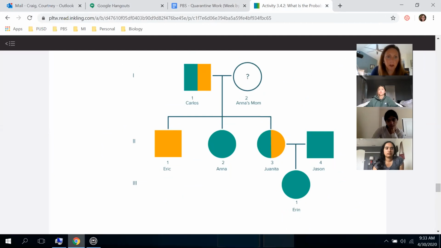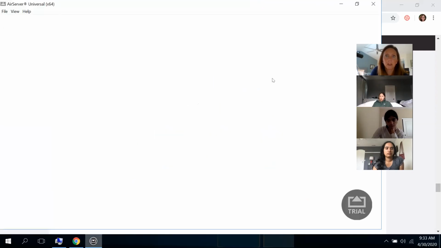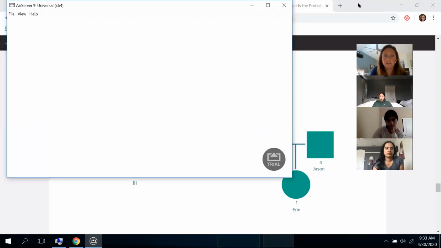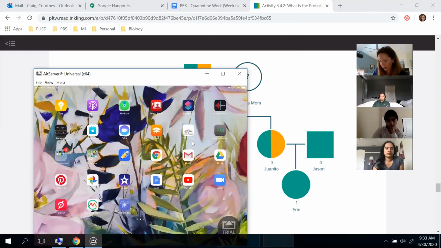So first of all, I'm going to open up my iPad to walk through the problem. I'm going to try and see if I can get both my iPad screen and this pedigree up simultaneously. We'll see how this goes. First things first, let's get it so that you can actually see my iPad. Hold on one second.